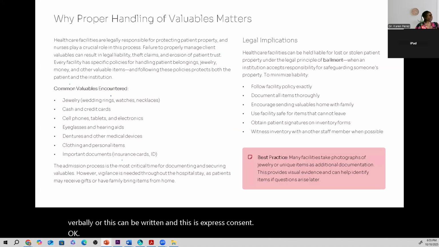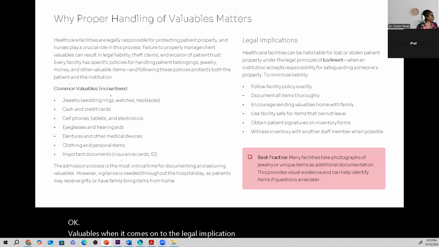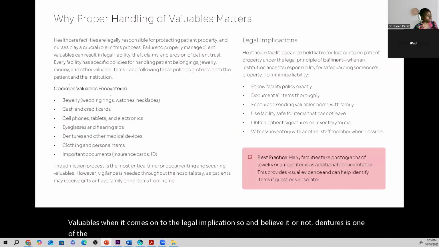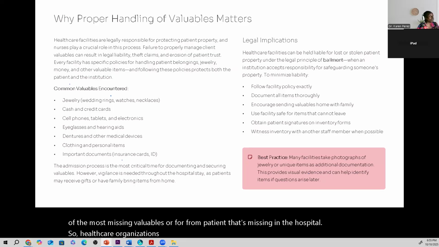Valuables when it comes to the legal implication. Believe it or not, dentures are one of the most commonly missing valuables from patients in the hospital. Healthcare organizations are legally responsible for protecting not only the patient, but also their properties. And the nurse plays a crucial role in that.